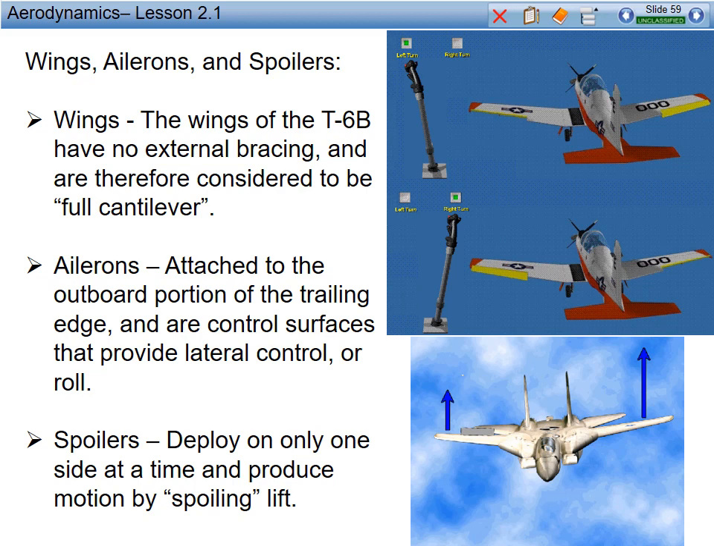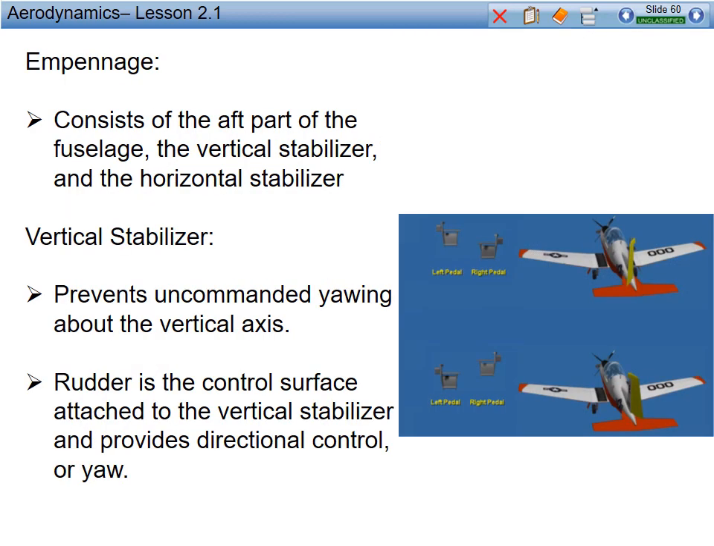Spoilers deploy only on one side at a time and produce motion by spoiling lift on that wing. The empennage consists of the aft part of the fuselage and has two components, the vertical stabilizer and the horizontal stabilizer. The vertical stabilizer prevents uncommanded yawing about the vertical axis. The rudder is a control surface attached to the vertical stabilizer and provides directional control, known as yaw.